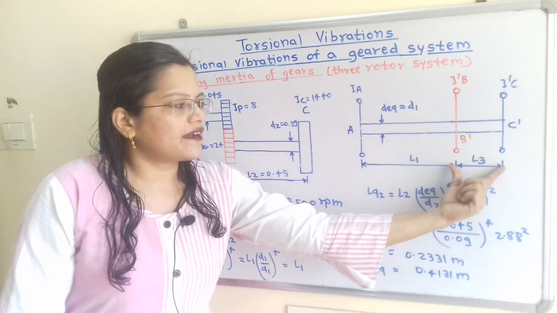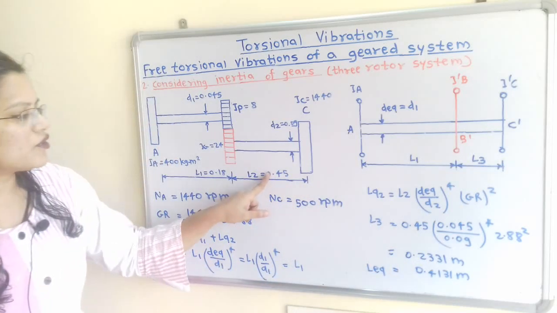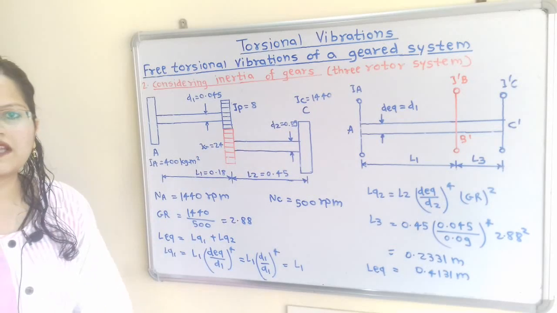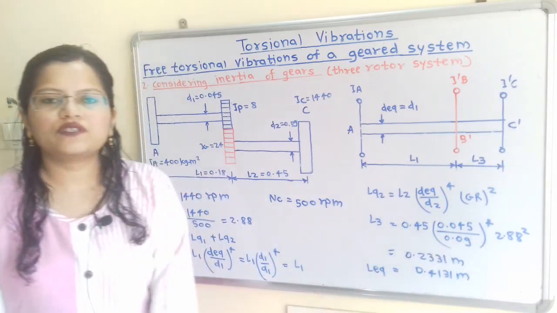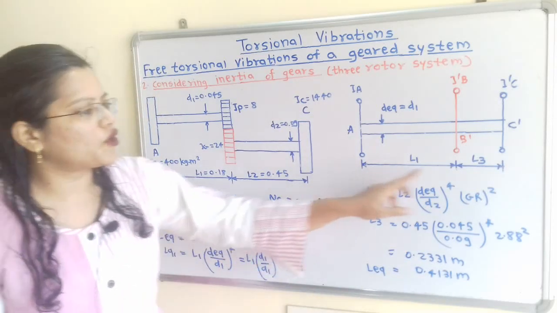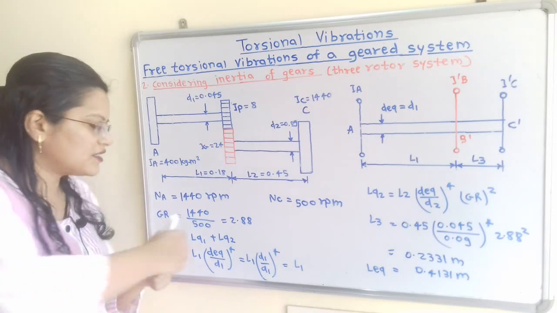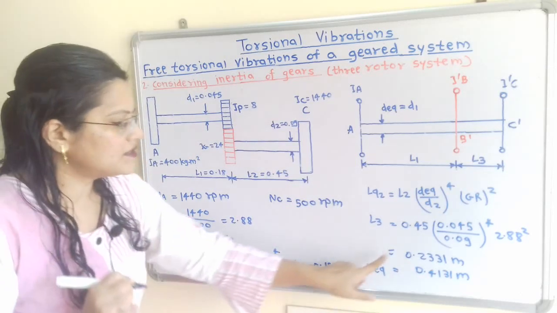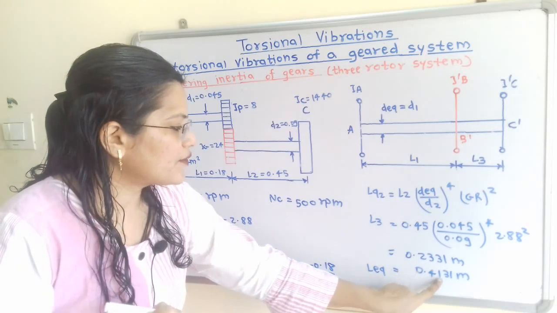So here the second equivalent length we have shown with L3. So we will write L3 is equal to 0.45 into 0.045 by 0.09 raised to 4 into GR, that is 2.88 square. So when we solve this, we will get 0.2331. So how to calculate total equivalent length? That is LQ1, that is L1 is 0.18, so 0.18 plus 0.2331, that is 0.4131 meter.